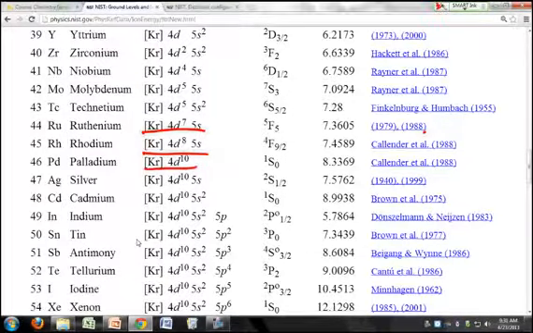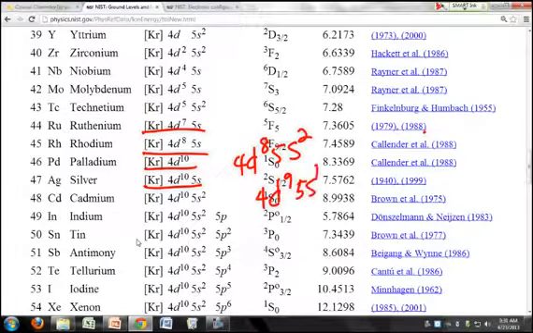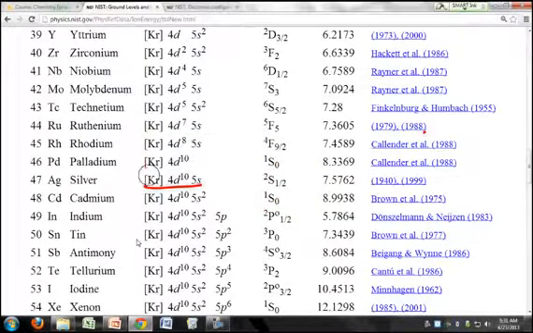Palladium is also an exception. Instead of a 4d8, 5s2, it's just 4d10. Silver is another exception. Instead of 4d9, 5s2, it's a 4d10, 5s1. Okay, now let's look at a few more exceptions.